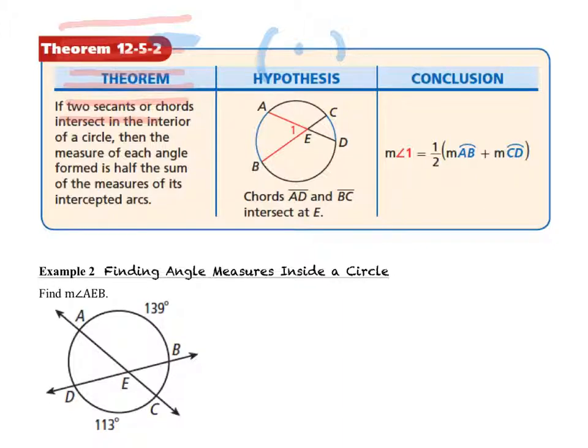So I know when I'm looking for the measure of angle AEB, since it's in the interior, it's going to be measure of angle AEB is going to be equal to 1/2 of 139 plus 113, or you can just average them, add them, and divide by 2. This comes out to be measure of angle AEB is equal to 126 degrees.